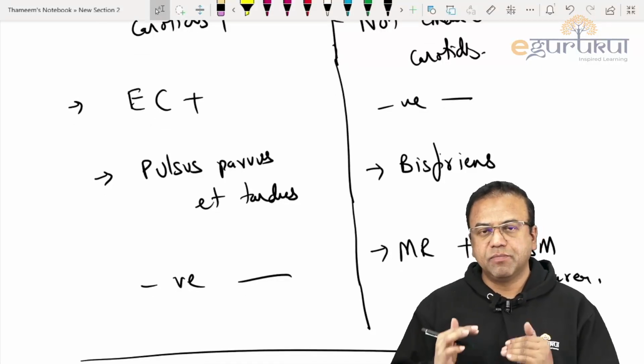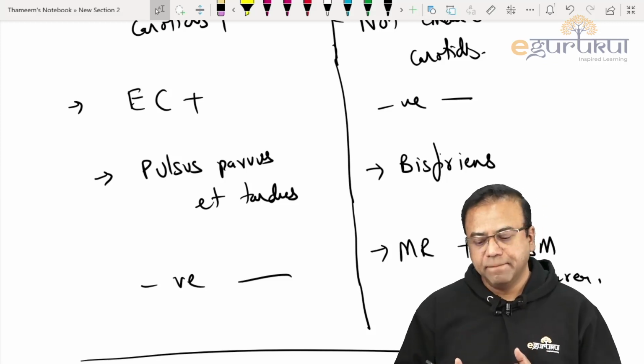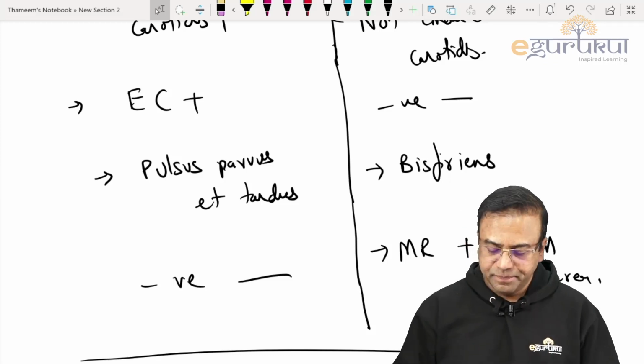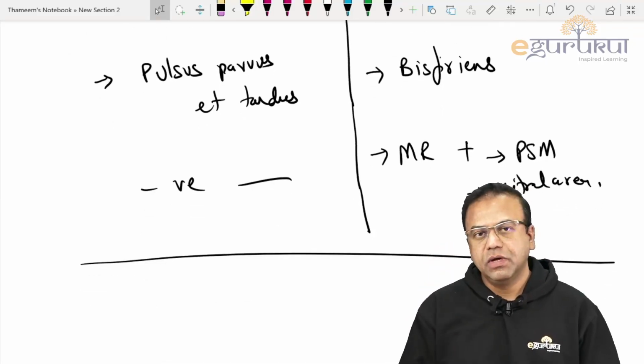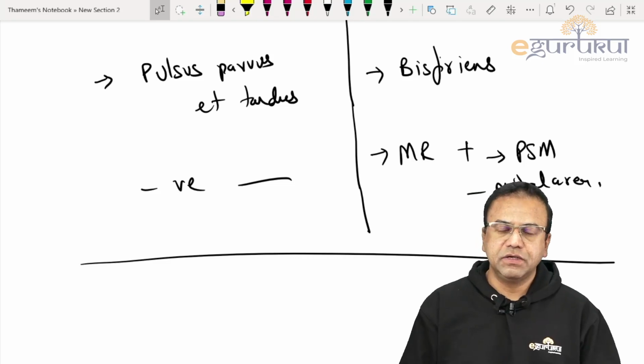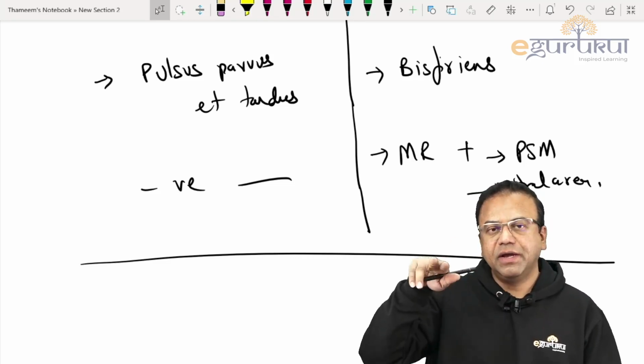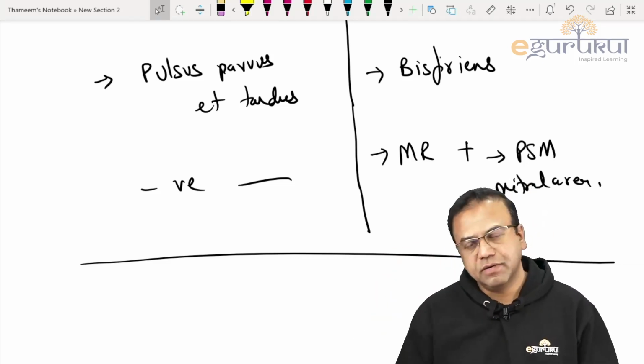Here the valve is normal, the problem is below the valve, the septum is obstructing, so we will not get an ejection click. The presence of the bisferiens pulse is obviously a very important clue. If you get a slow rising, low volume pulse, it's aortic stenosis. A brisk double beating, double peaking pulse is classical for HOCM.